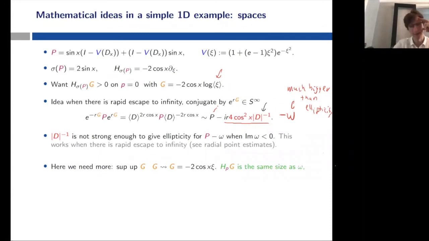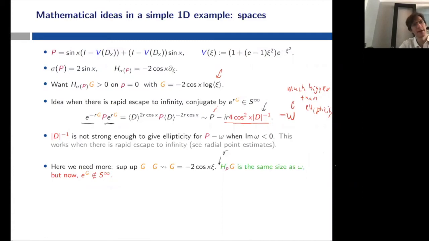And what's my issue? Well, the good thing is that H_p G is now the same size as omega. So if I multiply an R in front of H_p G, then that can really control any fixed omega. The bad thing is that e to the G is most definitely not a symbol, right? This is an exponentially growing or decaying thing, and it's definitely not a symbol. Okay, and so that's a serious problem, right? You cannot form this operator very easily, and this is where the analyticity comes in.